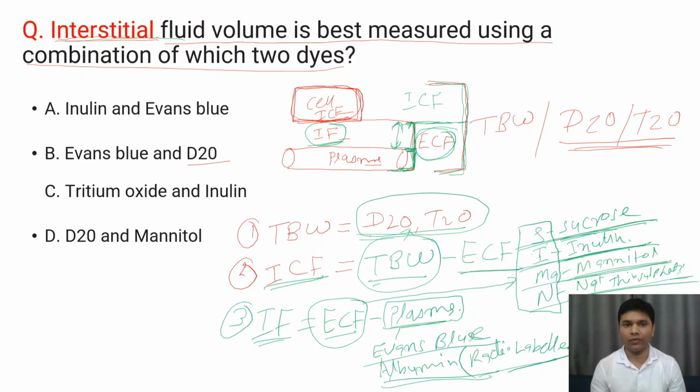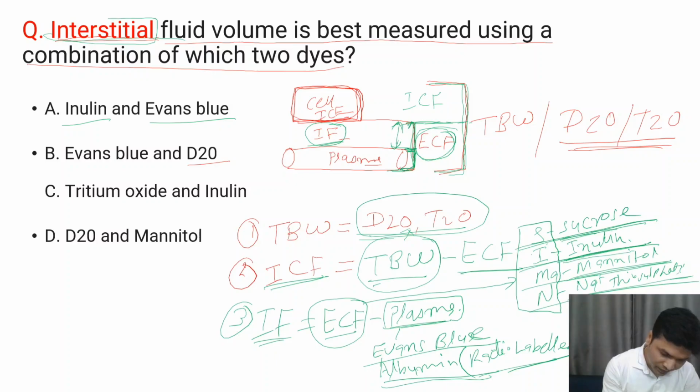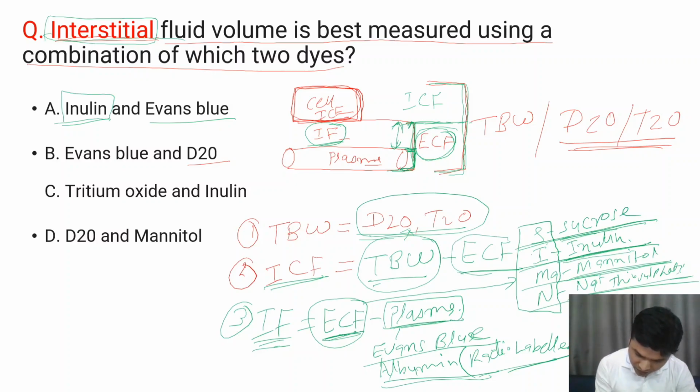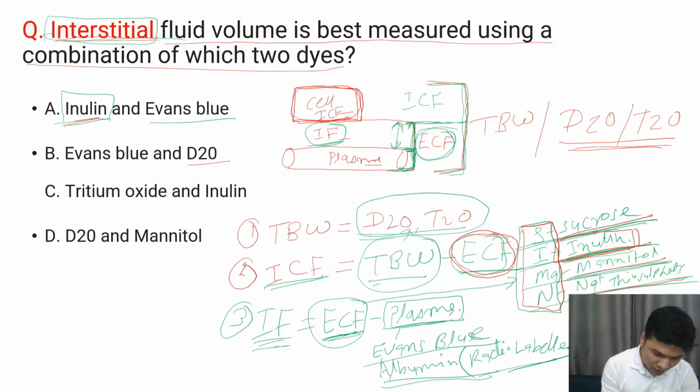Now we can go to the options. The option here is inulin and Evans blue dye. Yes. Here you are going to calculate interstitial fluid, which means extracellular fluid minus plasma. For extracellular fluid, can we use inulin? Yes, we can, because for extracellular fluid we can use any one of sucrose, inulin, mannitol, or sodium thiosulfate. So we are using inulin here, because the option is inulin.